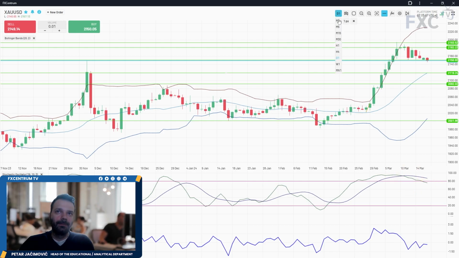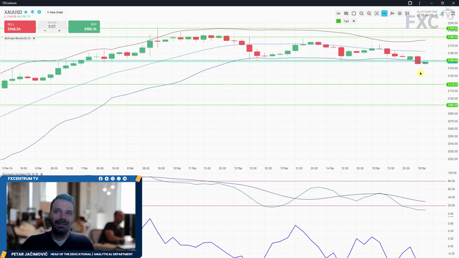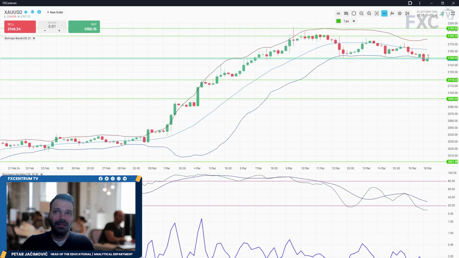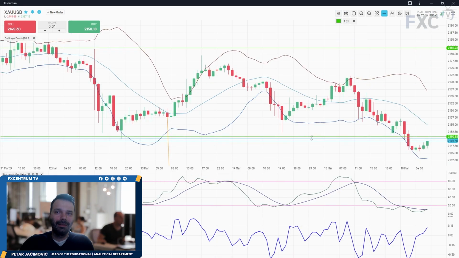So let's take a look at the 4 hour time frame. We can see the market finally closed below the lower Bollinger Band. We started to build some lower highs and lower lows. And I don't see any sign of bigger strength or any bigger divergence.